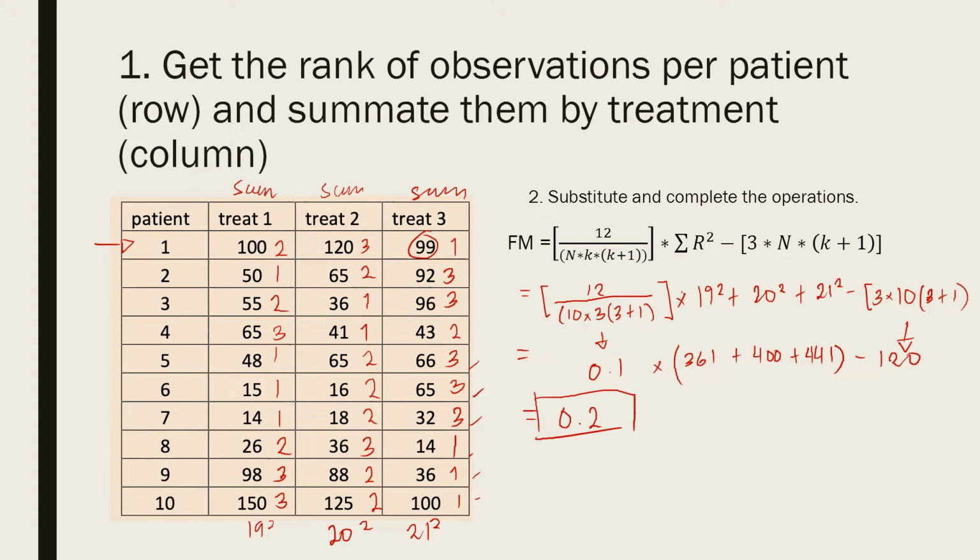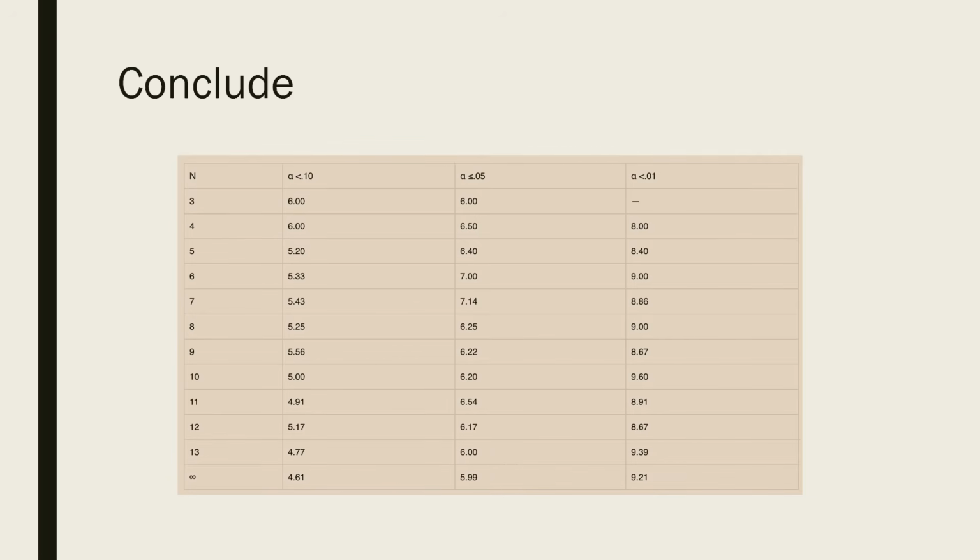Okay. So a lot simpler in terms of ranking. You're not going to have to arrange all the observations in a separate table. All you have to do is rank it by treatment. Okay. So next is that we have to conclude.